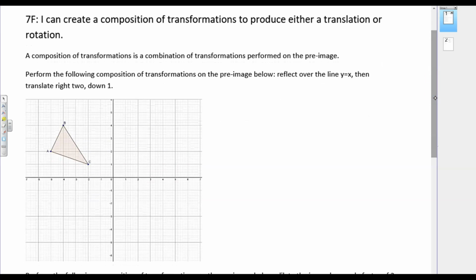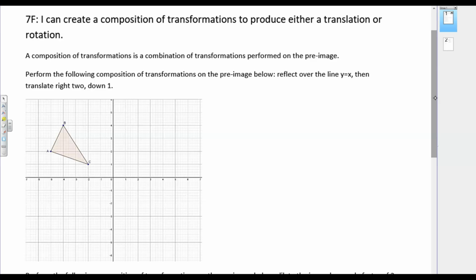I can create a composition of transformations to produce either a translation or a rotation. Basically, we're focusing on composition of transformations. And what composition of transformations do is they combine a series of transformations and perform that series of transformations on a pre-image to create a new image. So let's do an example together.